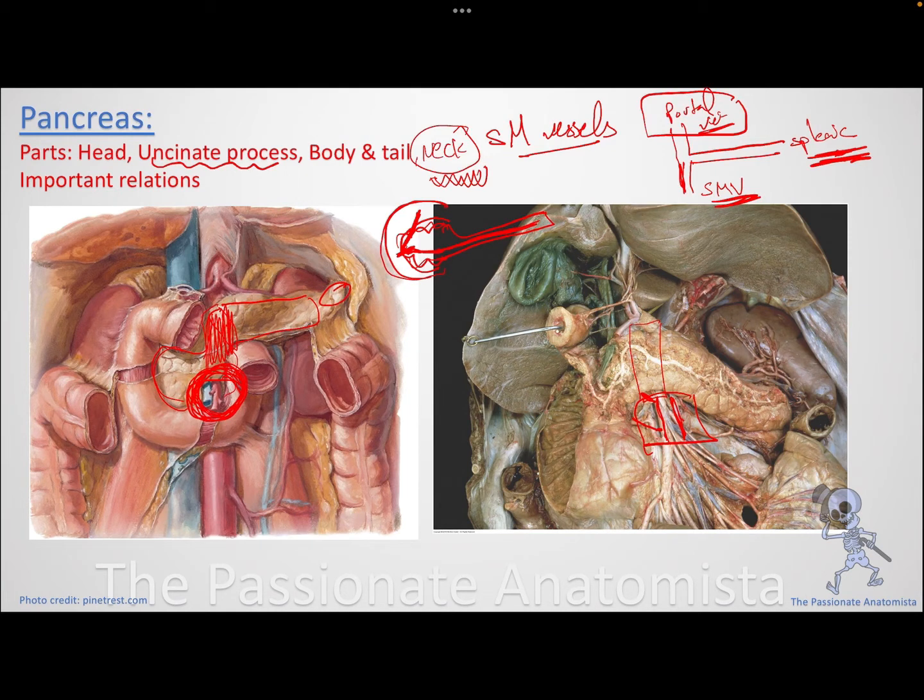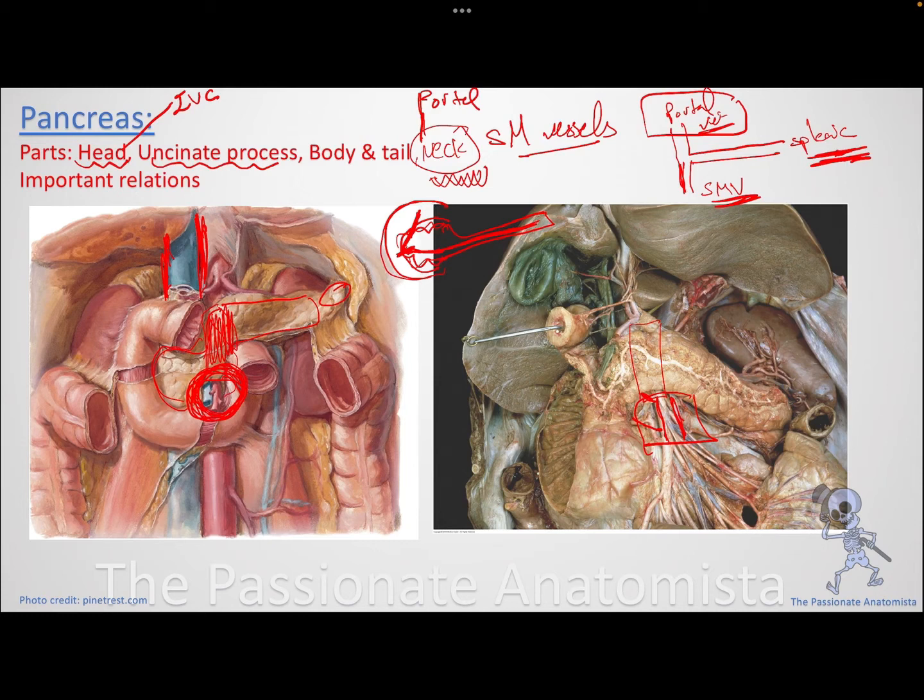Another important thing you need to know is that behind the head of the pancreas is the inferior vena cava. The inferior vena cava is a very important vessel that lies behind the head. So behind the head is the inferior vena cava. Behind the neck is the portal vein.